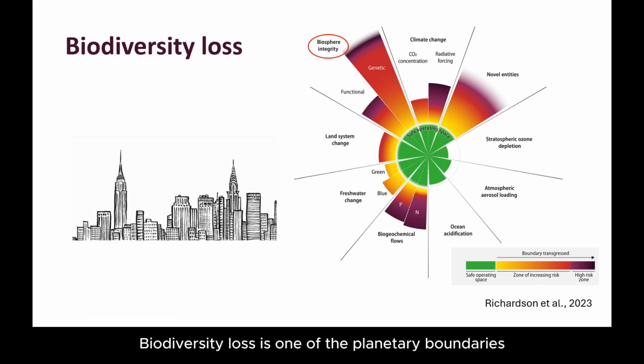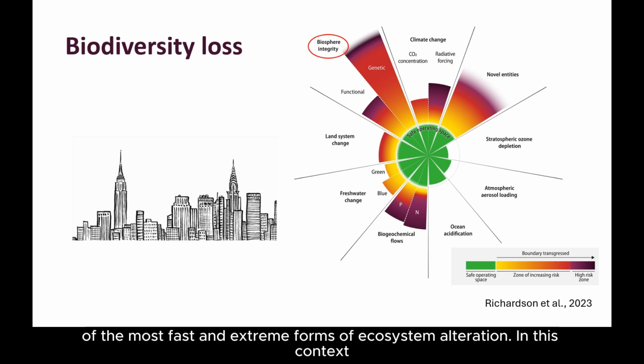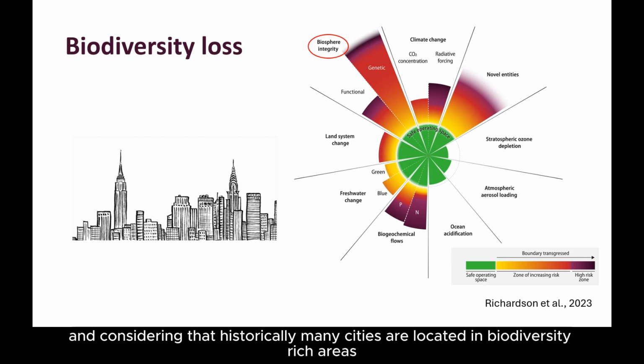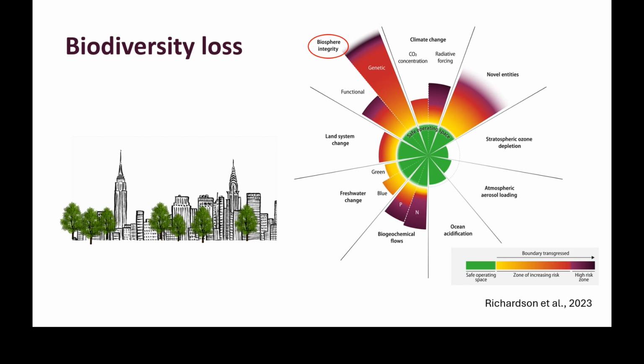Biodiversity loss is one of the planetary boundaries being more significantly surpassed in comparison with others. Urbanization is a key factor contributing to this loss, representing one of the fastest and most extreme forms of ecosystem alteration. In this context, and considering that historically many cities are located in biodiversity-rich areas, creating and maintaining green spaces in urban areas is essential to minimize impacts.